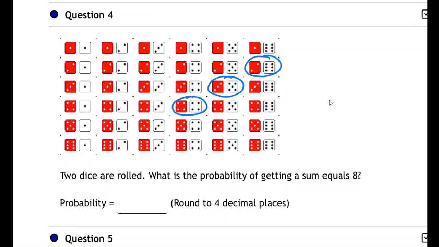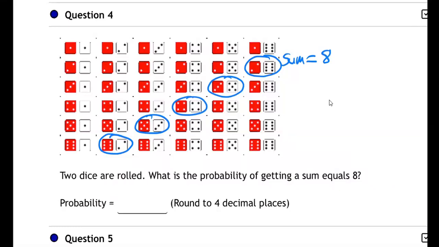Now those all add up to be 8. 5 and 3. And 6 and 2. Good. Are there any other ones? No, that's it, isn't it? Notice all those sum to be 8. Notice they're all in a diagonal row, aren't they?